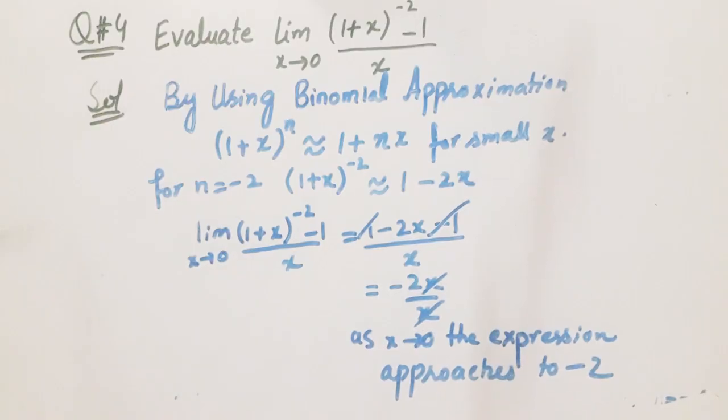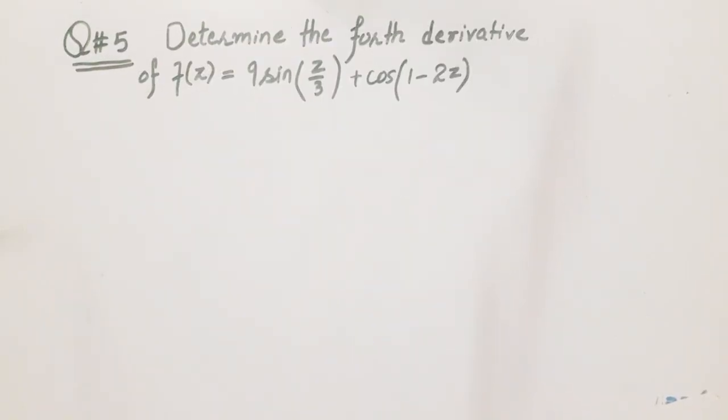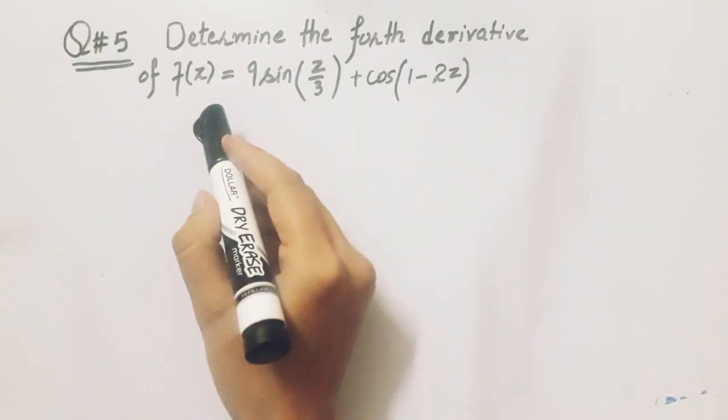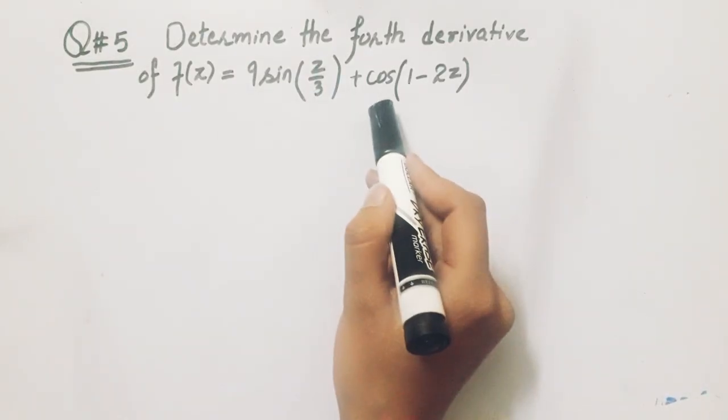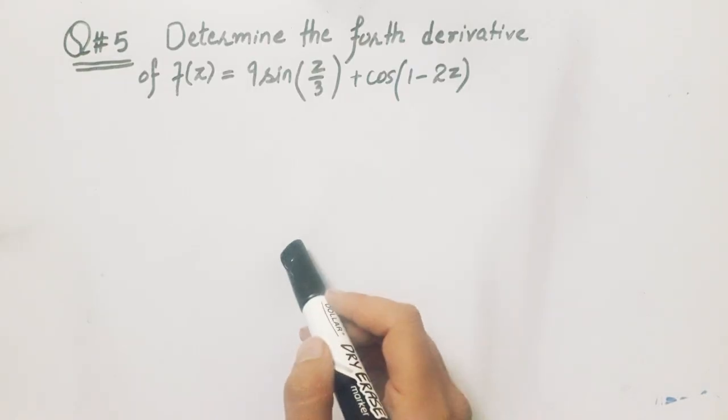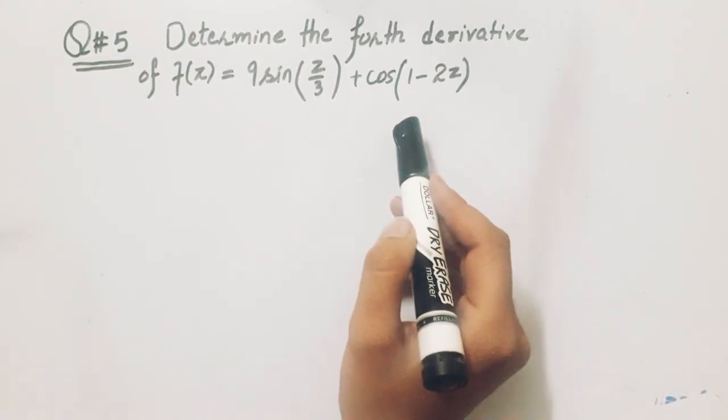Now we will solve question number 5. Question number 5 is: determine the fourth derivative of f(z) = 9 sin(z/3) + cos(1 - 2z). We have to differentiate this function 4 times.